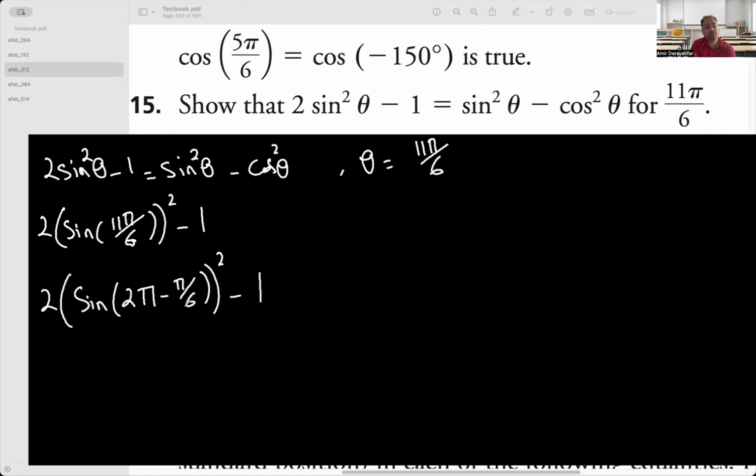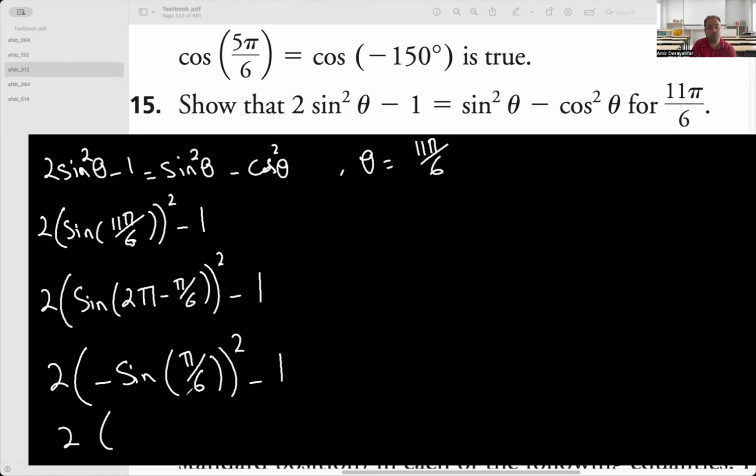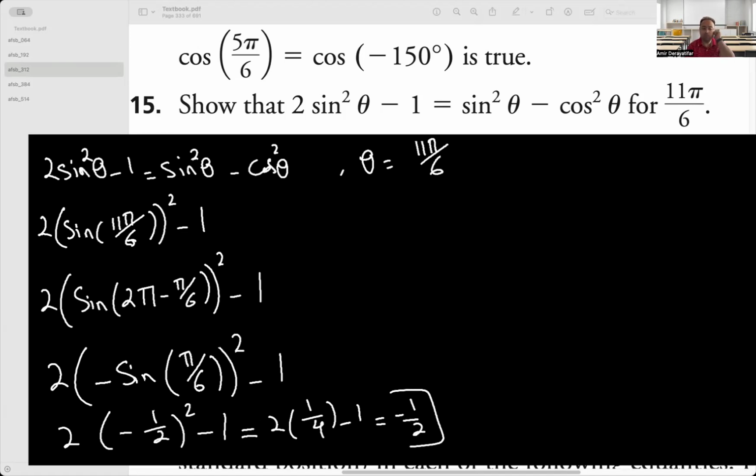So sine of 2 pi minus pi over 6 would be negative sine of pi over 6. Why is it negative sine of pi over 6? Because that would be quadrant 4, and in quadrant 4, sine is going to be negative. So that would be negative sine of pi over 6. According to the special triangle, sine of pi over 6, like sine of 30 degrees, would be 1/2. So negative 1/2 squared, times 2, minus 1. What would that equal? That would be 2 times 1/4 minus 1, which is negative 1/2, right? 2 times 1/4 is 2/4, which is 1/2, minus 1 would be negative 1/2.